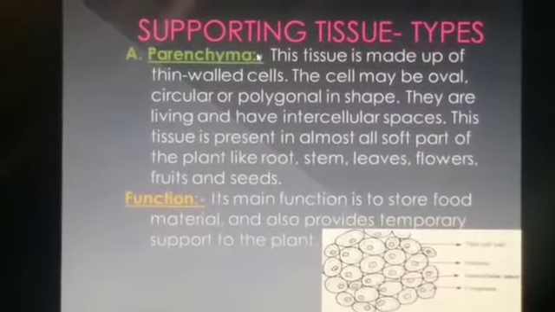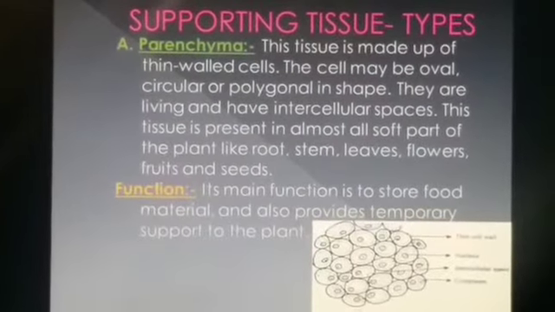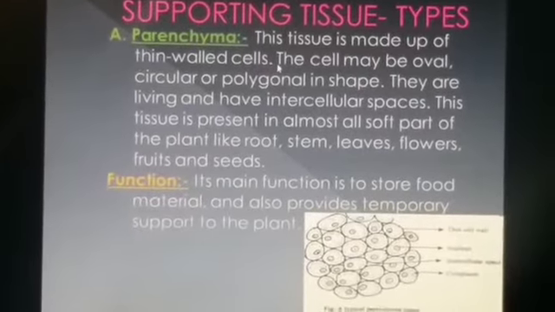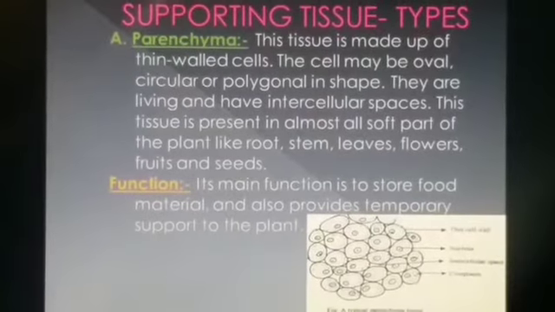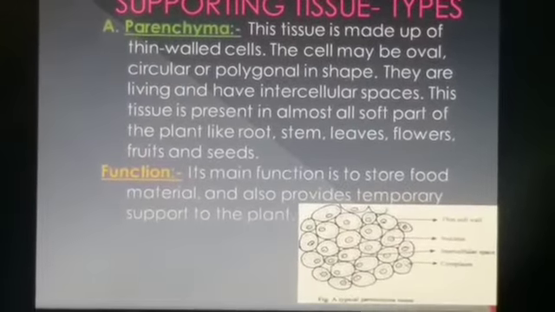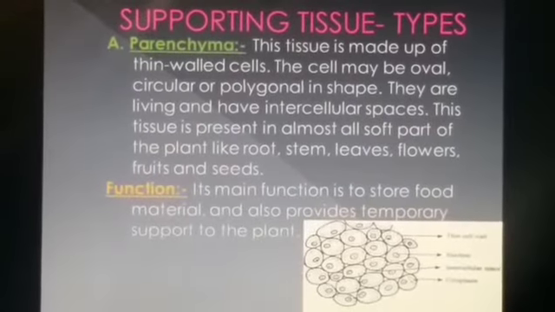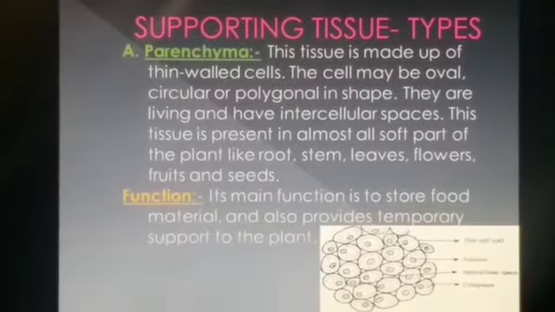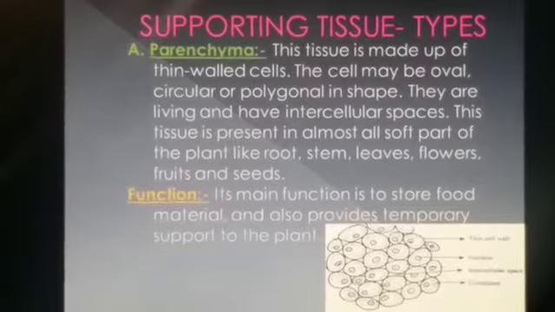First one, parenchyma. How will you pronounce parenchyma? This tissue is made up of thin wall cells. The cells may be oval, circular, or polygonal in shape. They are living cells and have intercellular space between them. This tissue is present in almost all soft parts of the plant like roots, stem, leaves, flower, fruits and seeds.